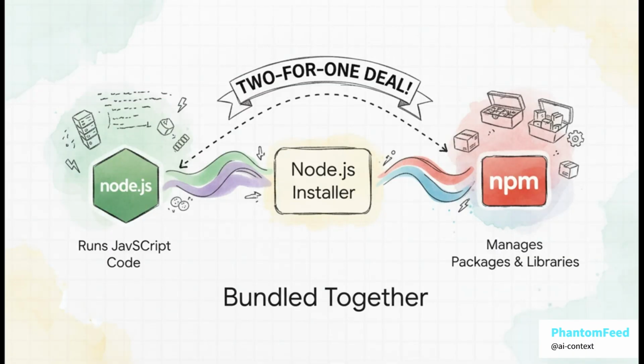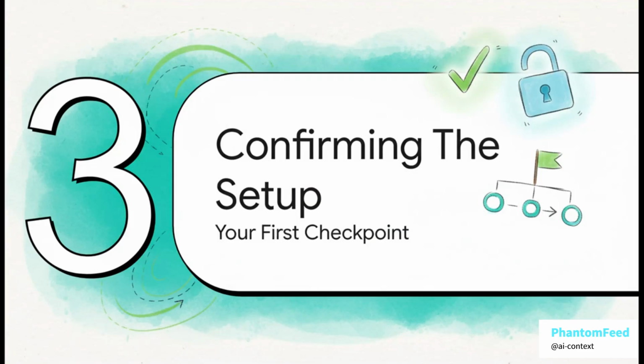And here's the best part. It's a 2-for-1 deal. The installer doesn't just give you Node.js for running your code. It also gives you NPM, the Node Package Manager. You can think of NPM as your personal assistant who's going to help you find, install, and manage all the other libraries and tools your projects will need down the road. It's absolutely essential.